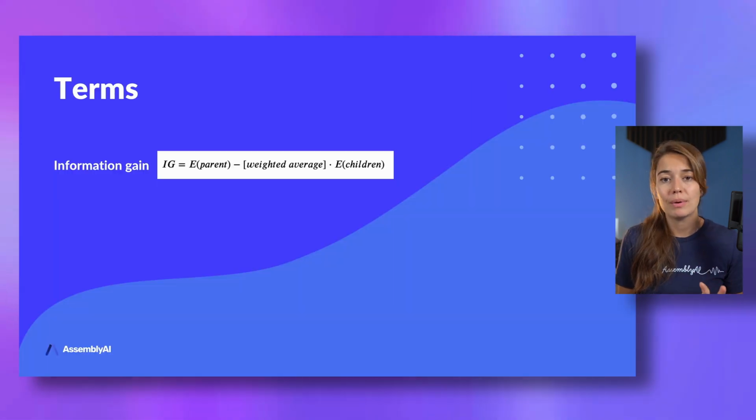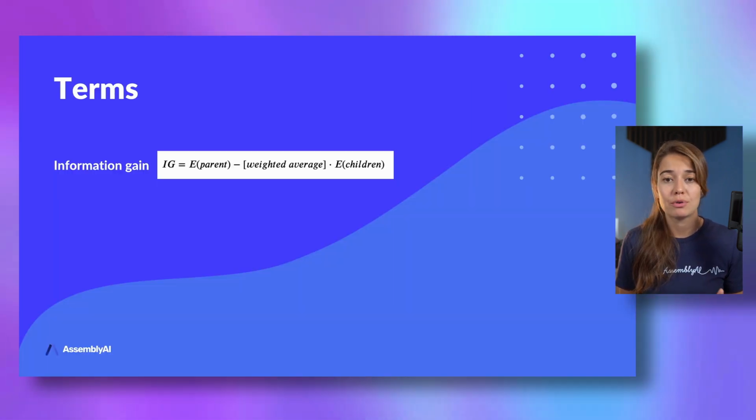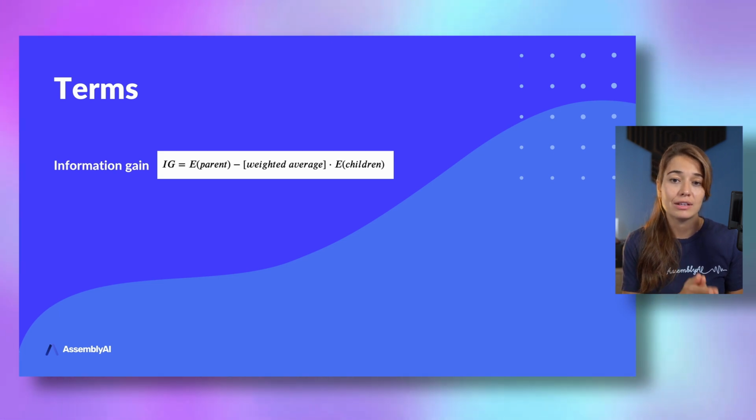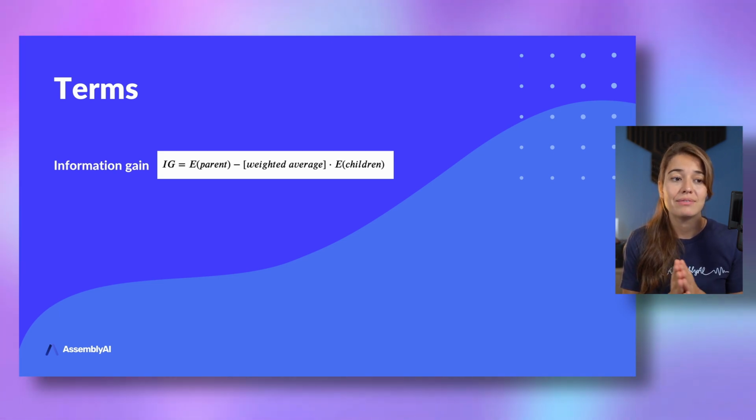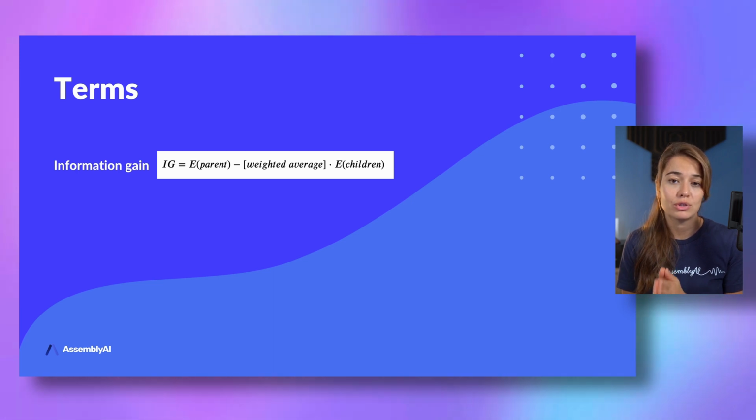All right, so we talked about a couple of terms. One of them was information gain. Information gain is calculated as the entropy of the parent and the weighted average of the entropy of the children.